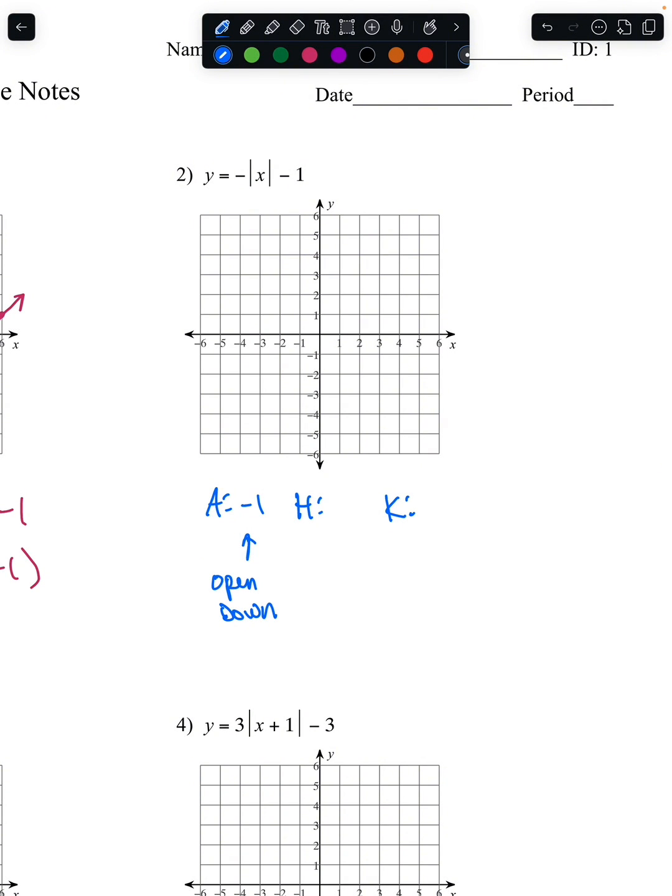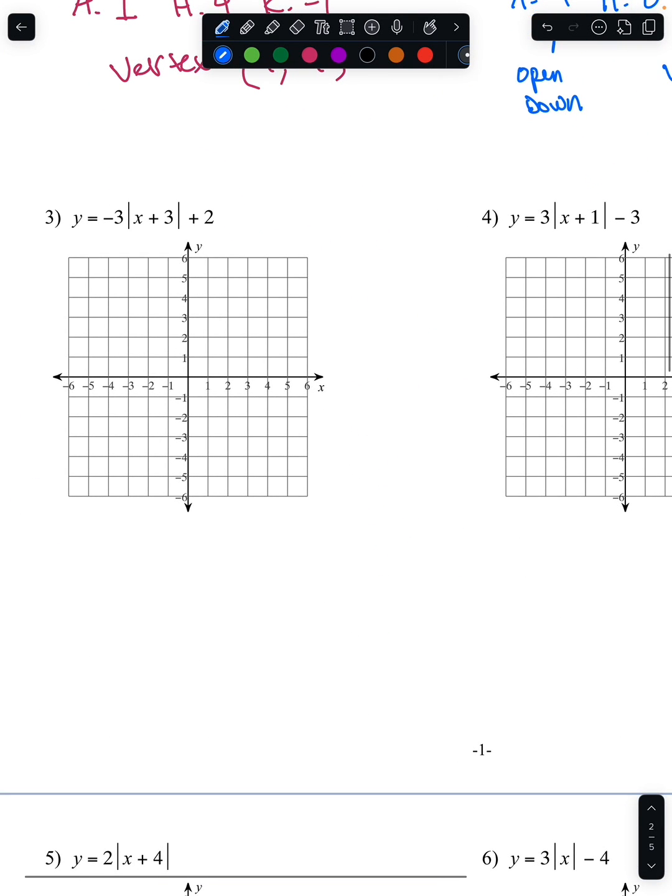Okay? My H, what's inside of there with the X? What can make that 0? The only thing that can make that 0 is 0, because the H is missing. And then my K is -1. So I got my vertex at 0, -1. That's this point. And my pattern is still 1, but because it's negative, I have to go down like so. And yes, those are perfectly straight lines, even if they don't look like it. All right, here we go.